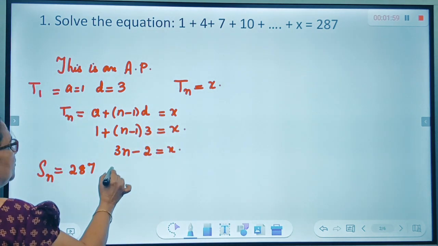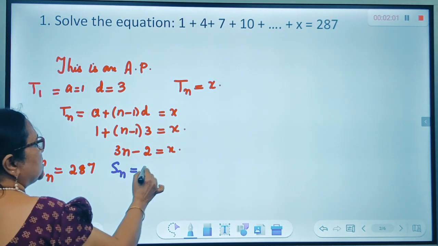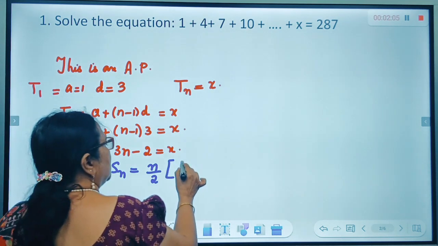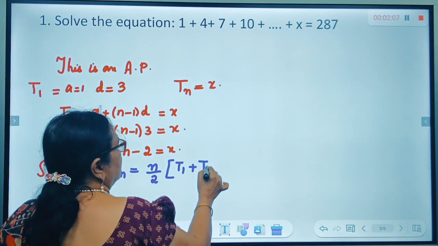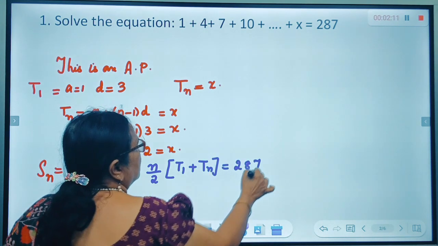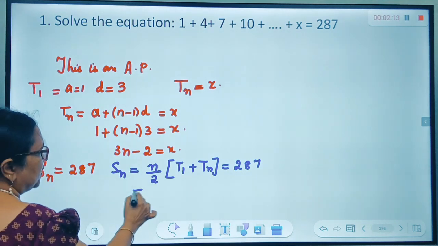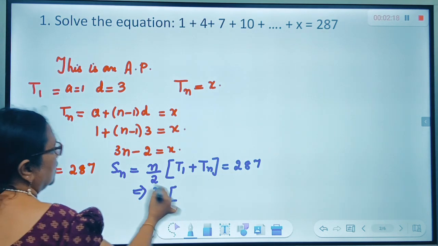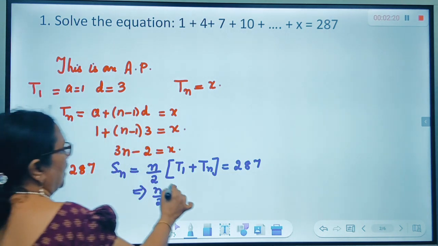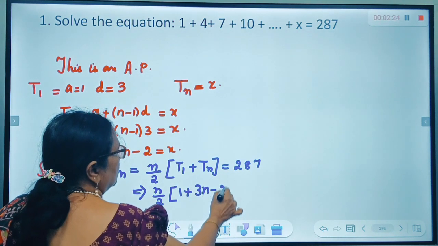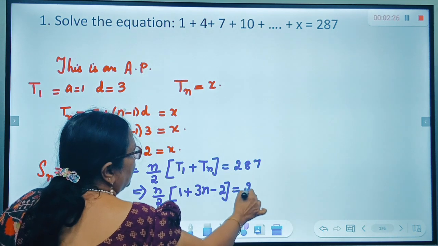Okay, what is the formula for Sn? Sn is n by 2 into first term plus last term, which is given to be 287. This further implies n by 2 into, what is the first term? 1. What is the last term? 3n minus 2, equal to 287.